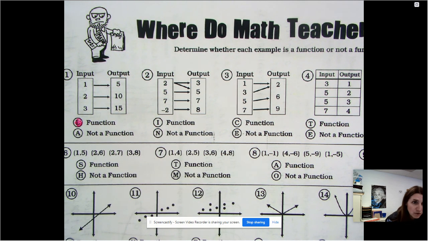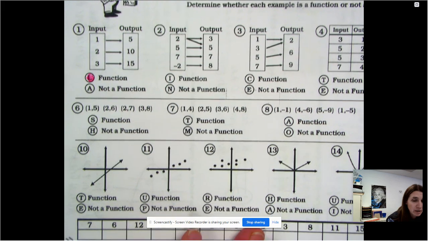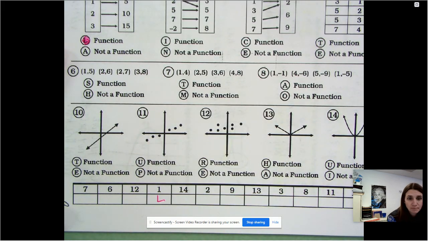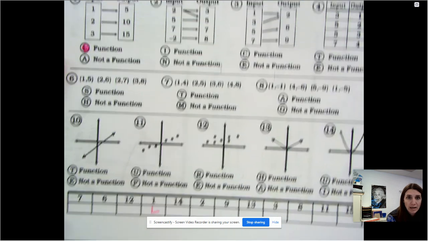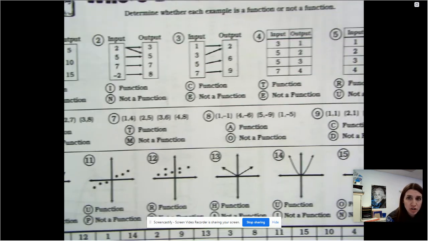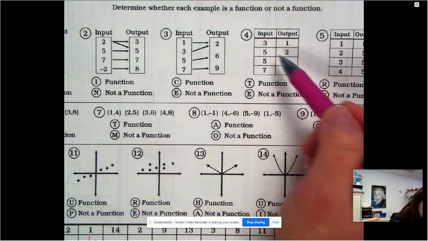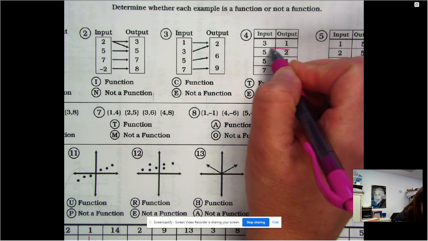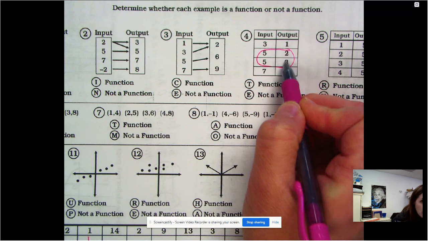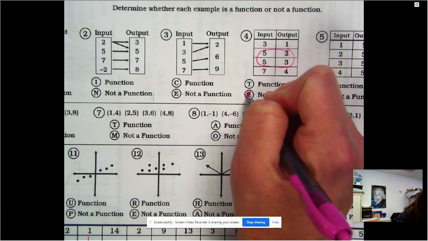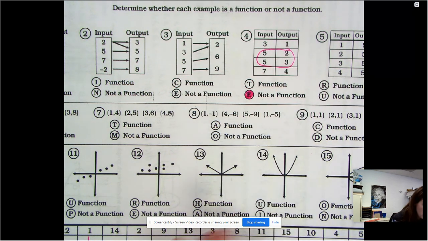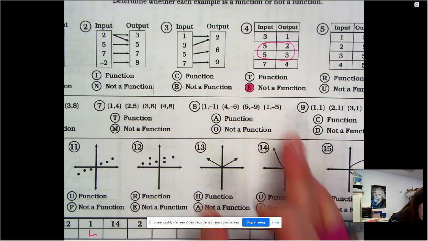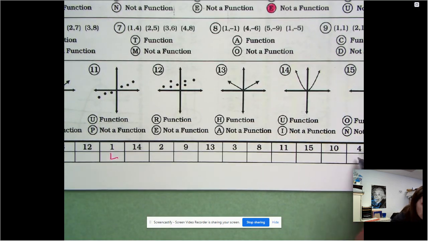So down here in the riddle for number 1, whenever I see a 1, I'm going to put an L. Okay. Similar to the tables, right? We look at the table, we look at the inputs. Does any input repeat? Oh yeah, 5 repeats and it has 2 different outputs. So therefore it is not a function. Every input can only have 1 output. So for number 4, I'm going to go down to the bottom and put an E. Oh, it's all the way over here.